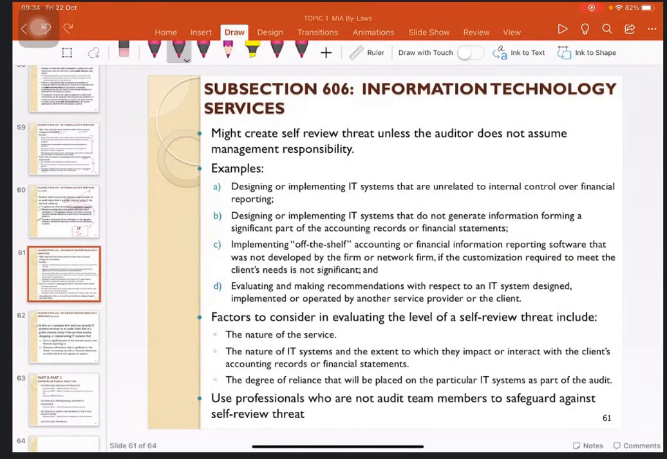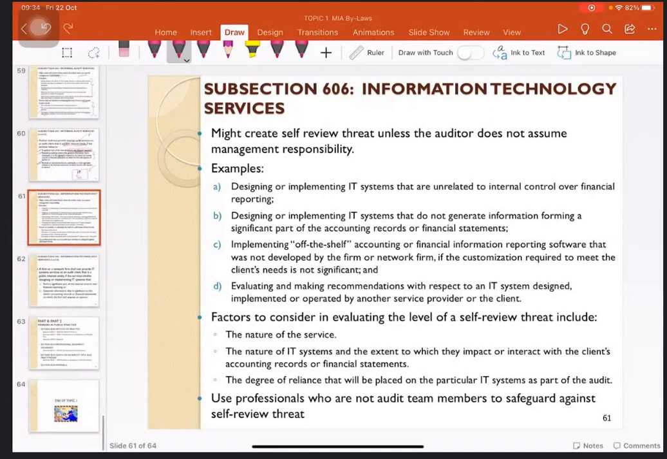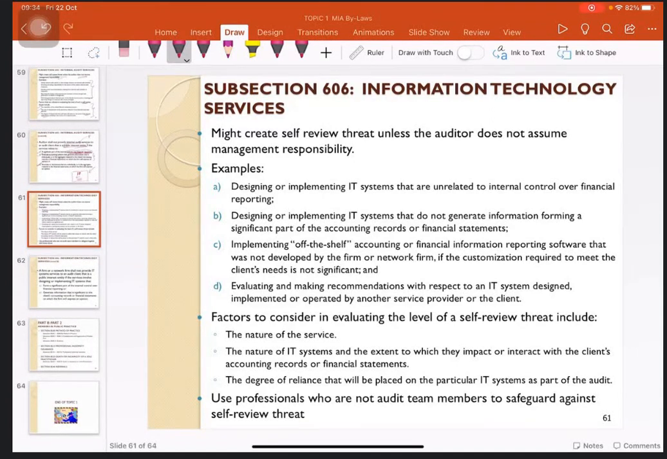Okay, next one adalah information technology services. This one pun pernah keluar dalam soalan exam where you provide IT services to your client. When you provide IT services to your client, it will create the self-review threat unless the auditor does not assume management responsibility. The example of the IT services adalah designing or implementing IT system that are unrelated to internal control over financial reporting. Ni dia tak relate dengan internal control over financial reporting.